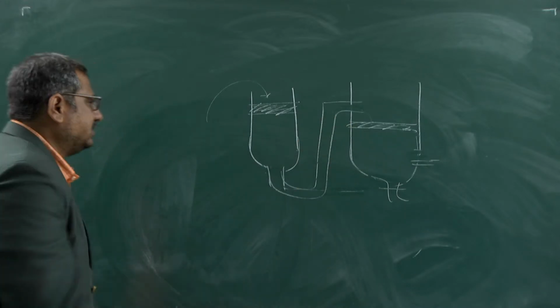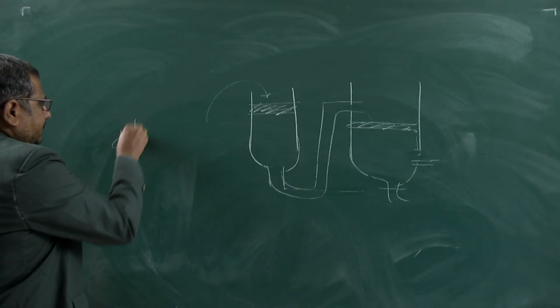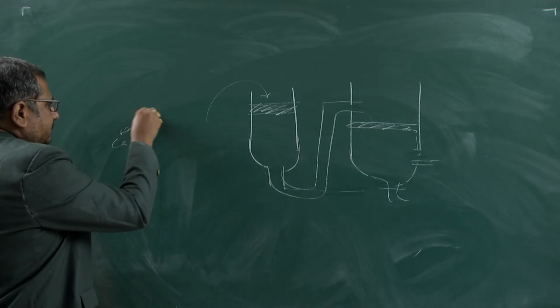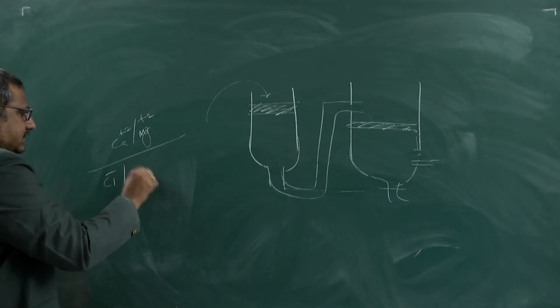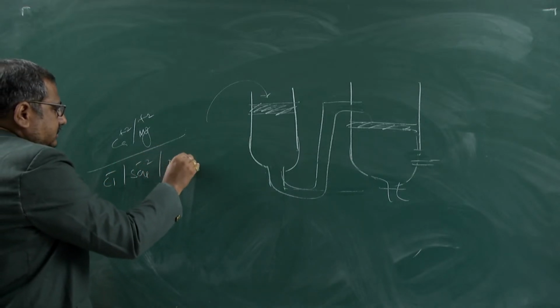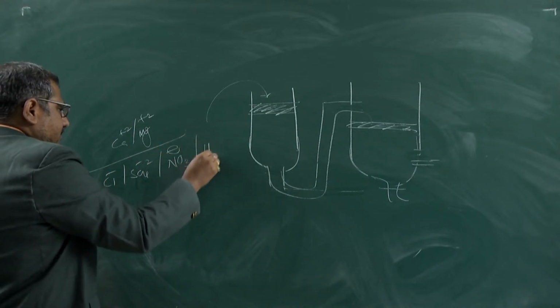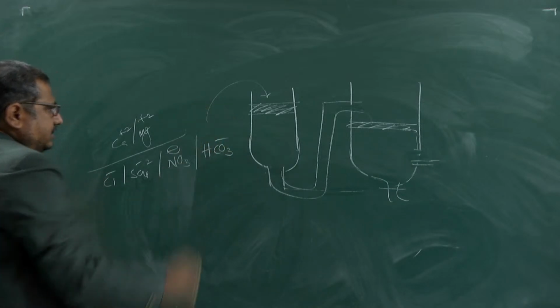What are the cations? Calcium ions and magnesium ions, majorly calcium and magnesium ions are present. The anions removed by the anion exchanger are chlorides, sulfates and nitrates, as well as bicarbonate materials.